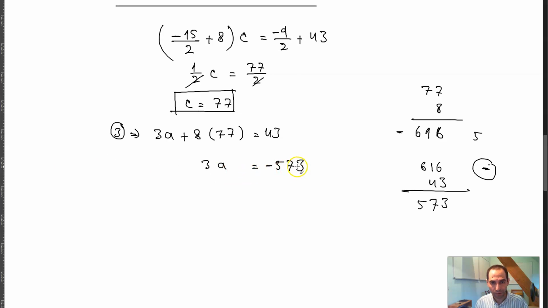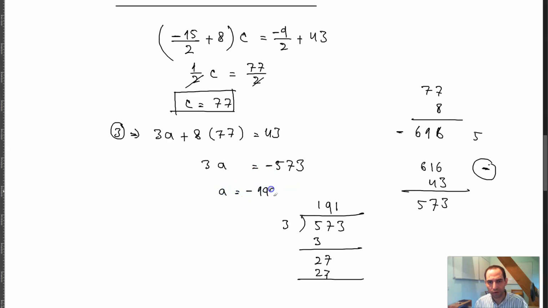I don't know if this number is 10, 15. So this number is divisible by 3 because 3 plus 7 is equal to 10. 10 plus 5 is equal to 15. 15 is divisible by 3. Therefore, the number is divisible by 3. So 573 divided by 3: 1 times 3 is equal to 3, 9 times 3 is equal to 27, and 1 times 3 is equal to 3. So that's basically a is equal to negative 191. Negative 191, which is actually the correct answer.